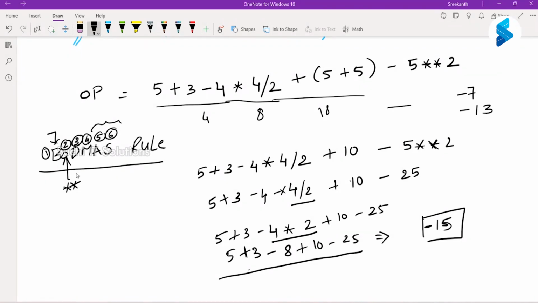So all the mathematical operations everywhere, anywhere in the world, in any programming language, have to follow this. Otherwise, fundamentally, it is wrong. So it has to follow the BODMAS rule.